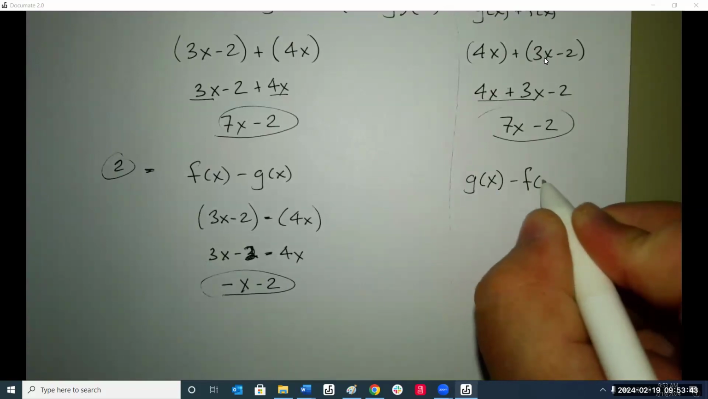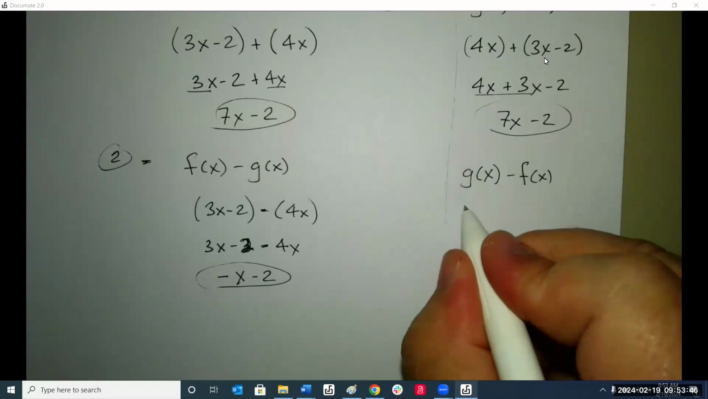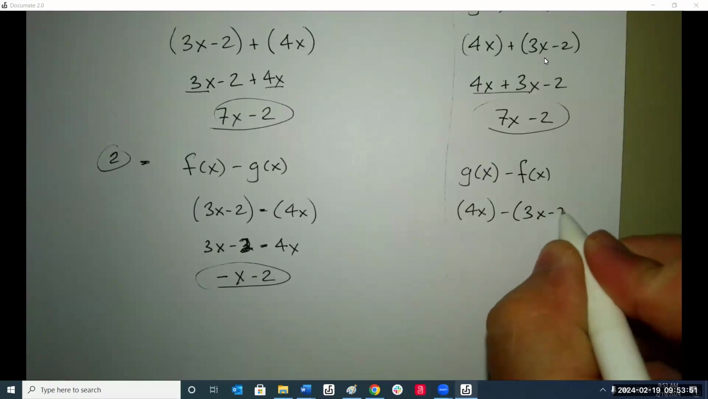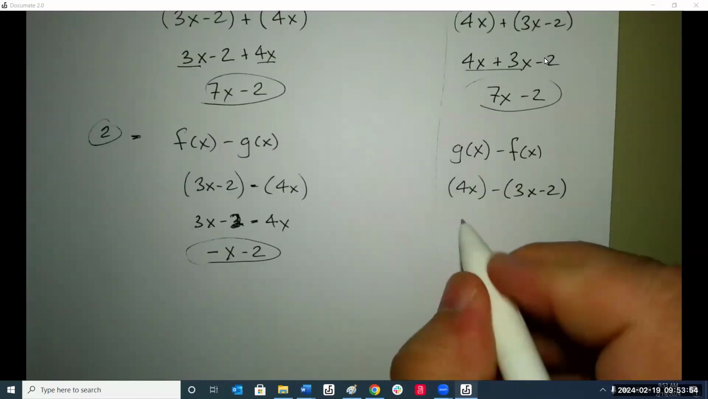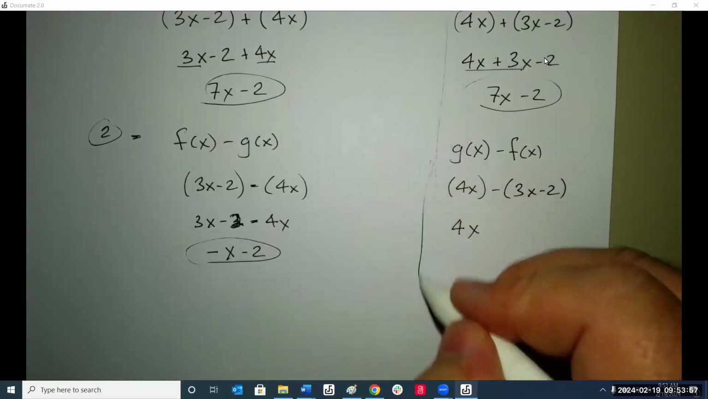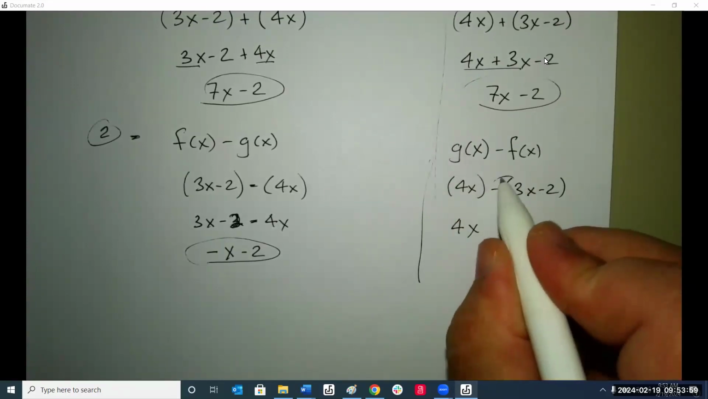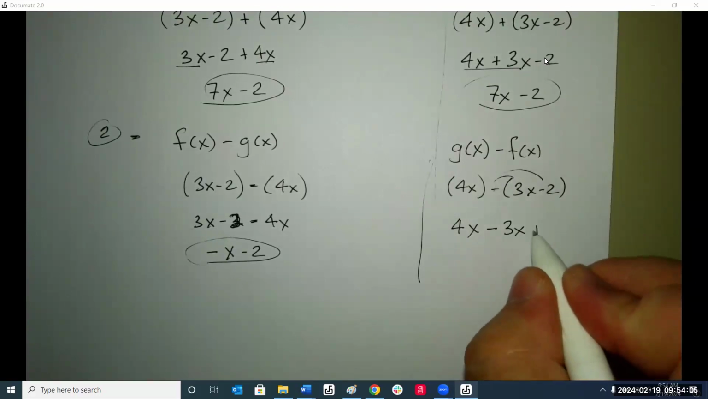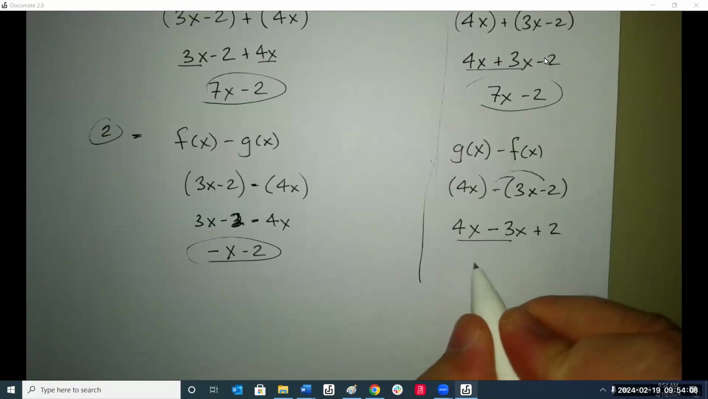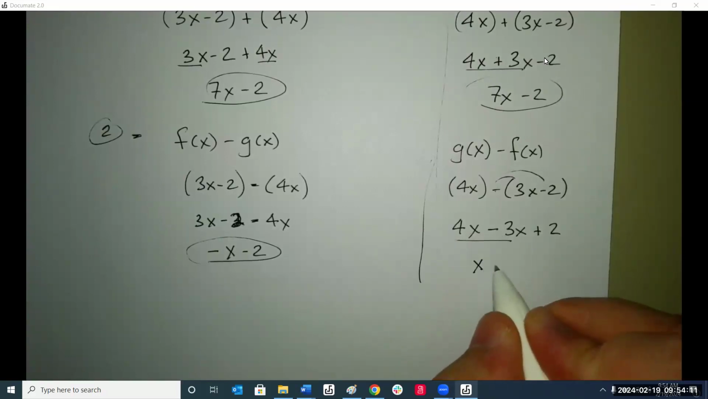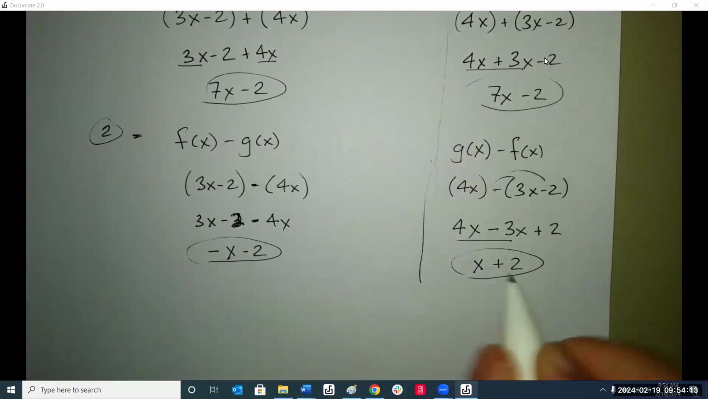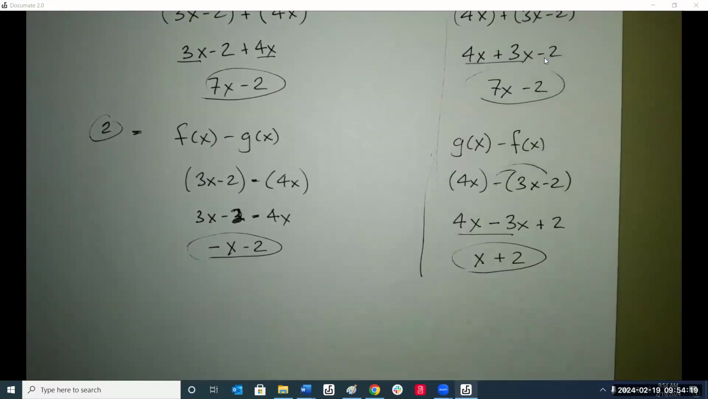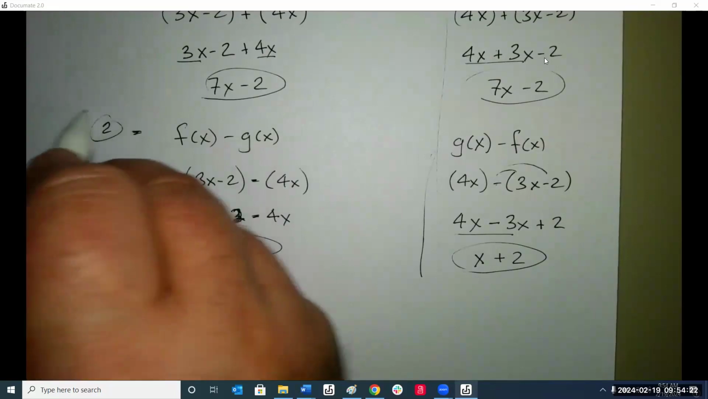g of x minus f of x. 4x minus 3x minus 2. The 4x is okay. This negative changes all the signs inside there. So it becomes a negative 3x, and negative and negative makes it a positive. 4 minus 3 is 1. It did change it. See, that's why you have to be very careful, because depending on where you position it, it can change your answer.